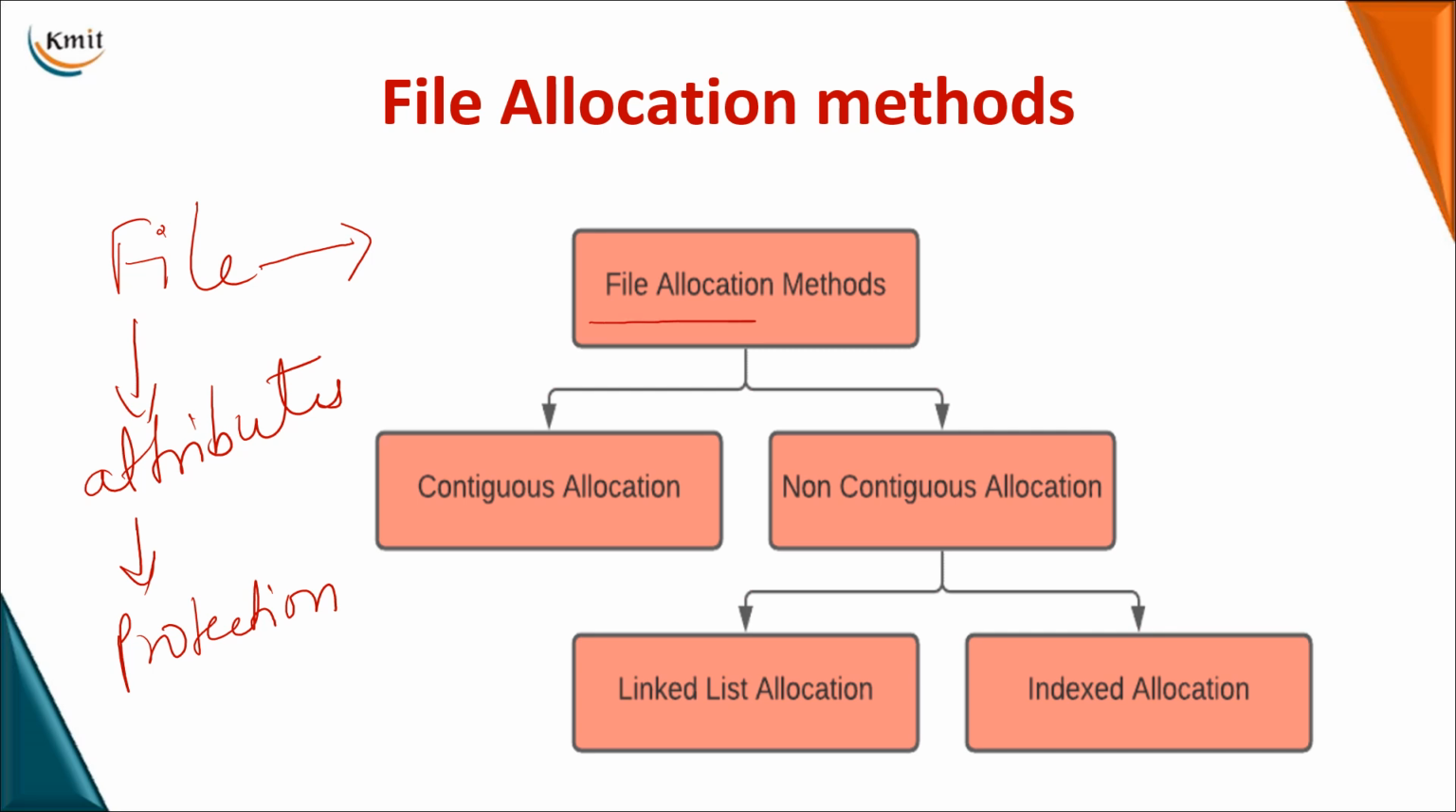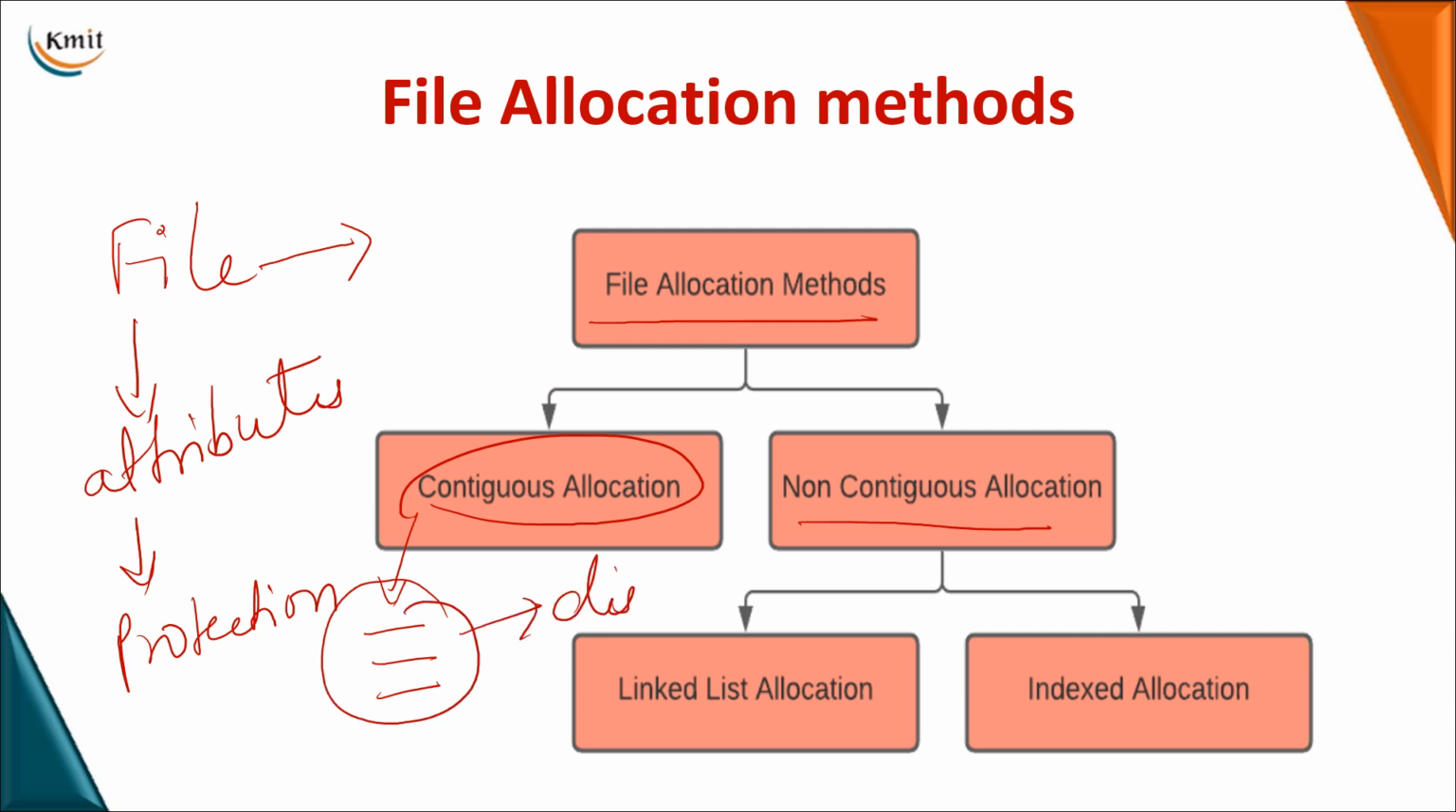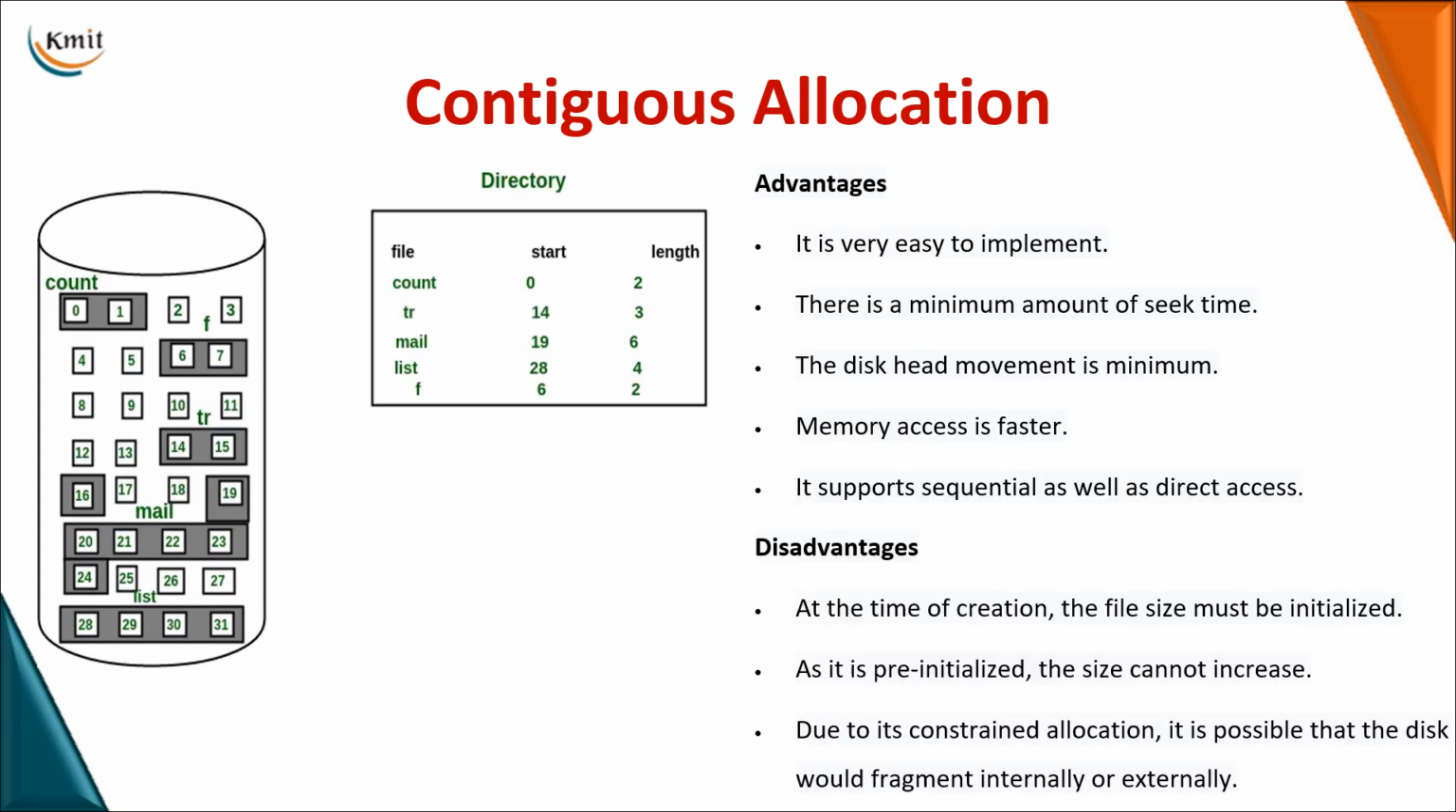We have various file allocation methods. We have contiguous file allocation and non-contiguous file allocation. In contiguous file allocation, you divide your file data into parts and all the blocks of the file are stored continuously onto your disk. Coming to non-contiguous file allocation, we have linked list allocation and indexed allocation. We'll see each one of them in detail.